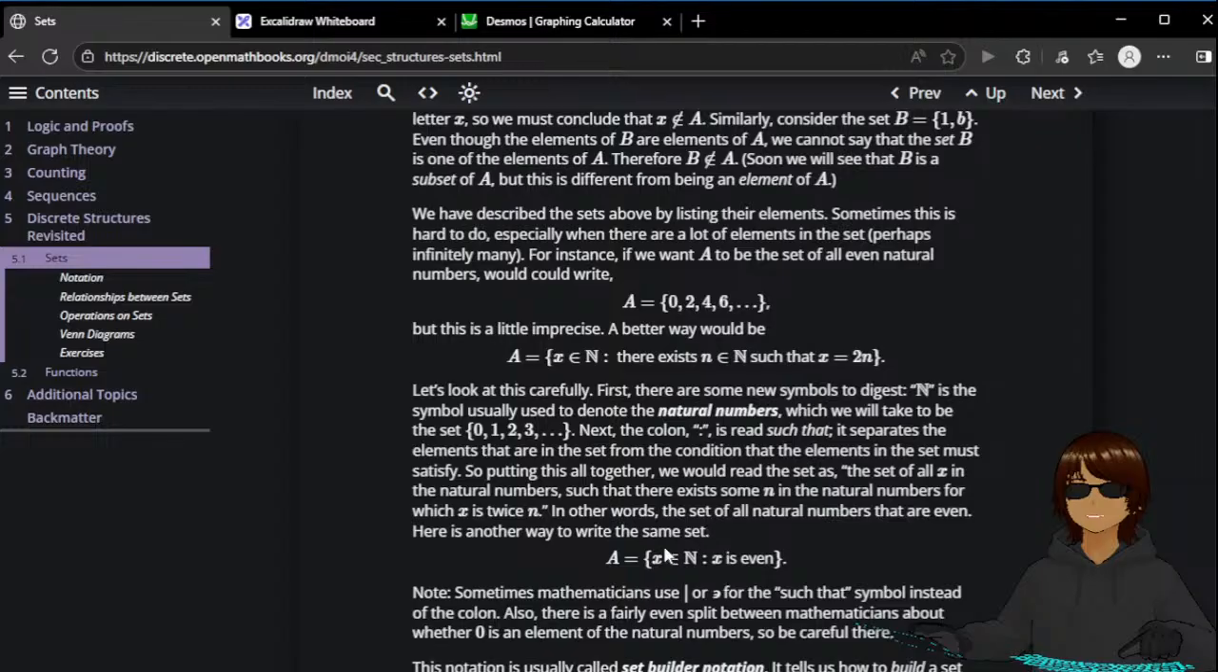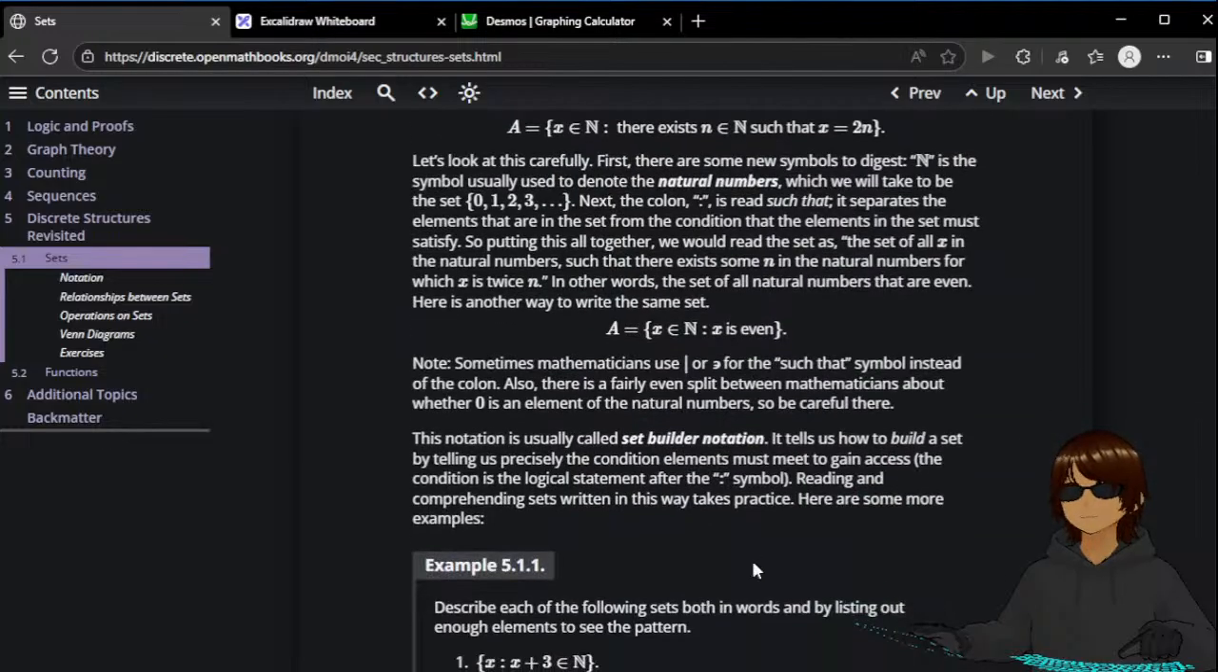Here is another way to write the same set: {x ∈ N : x is even}. Sometimes mathematicians use | or ∣ for the "such that" symbol instead of the colon. Also, there is a fairly even split between mathematicians about whether 0 is an element of the natural numbers, so be careful there. This notation is usually called set builder notation. It tells us how to build a set by telling us precisely the condition elements must meet to get access.